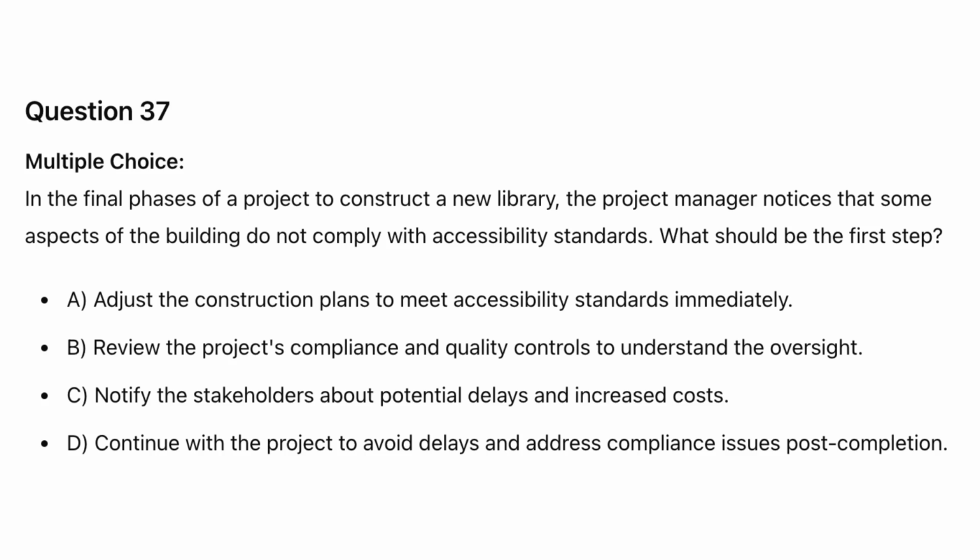Question 37. In the final phases of a project to construct a new library, the project manager notices that some aspects of the building do not comply with accessibility standards. What should be the first step? A. Adjust the construction plans to meet accessibility standards immediately. B. Review the project's compliance and quality controls to understand the oversight. C. Notify the stakeholders about potential delays and increased costs. D. Continue with the project to avoid delays and address compliance issues post-completion.